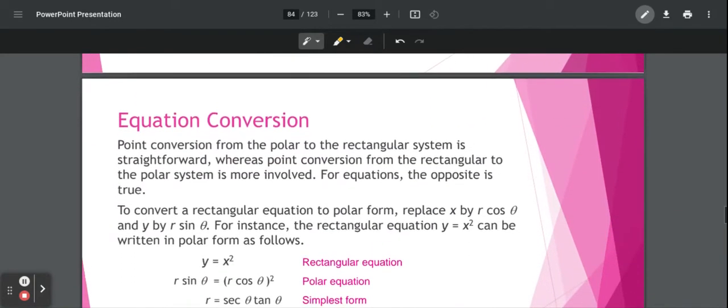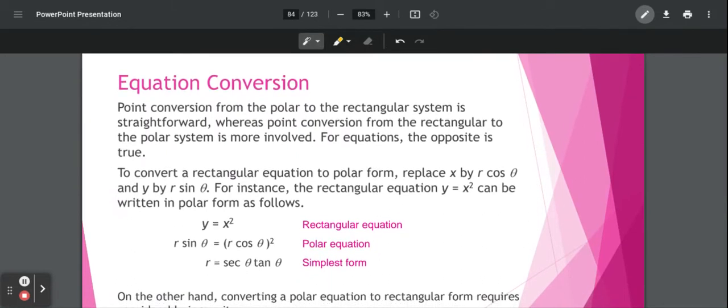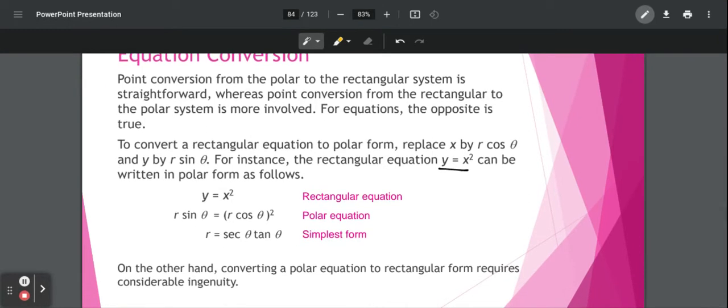So equation conversion is a little bit more difficult. Point conversion from polar to rectangular is pretty straightforward. You use the formulas. To convert a rectangular equation to polar form, you're going to replace the x with r cosine theta and a y with r sine theta. So if you needed to convert this equation right here, y equals x squared, into polar form, we need to get rid of x's and y's. So we know that y is r sine theta, x is r cosine theta.